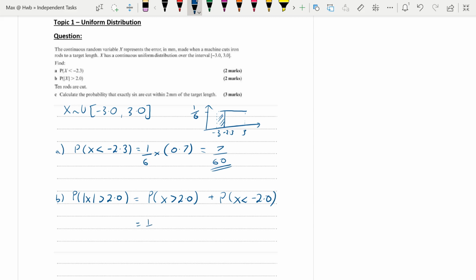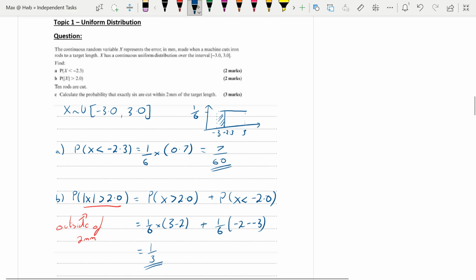So again, I've got a 1/6 times by my base, which would be, in this case, 3 minus 2, which would be 1. Plus a 1/6, and then same thing here, I'm going to do -2 minus -3. I'm going to type all that in my calculator, gives me a 1/3. So this here, the modulus of x being greater than 2, this is that when the machine cuts it to the target length, the error is outside of 2 millimeters.